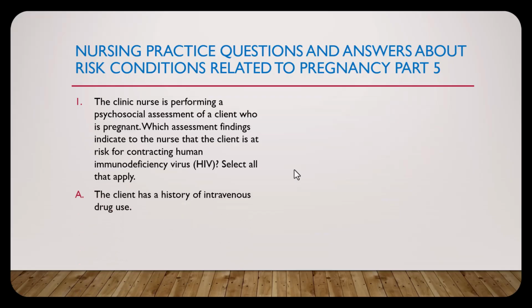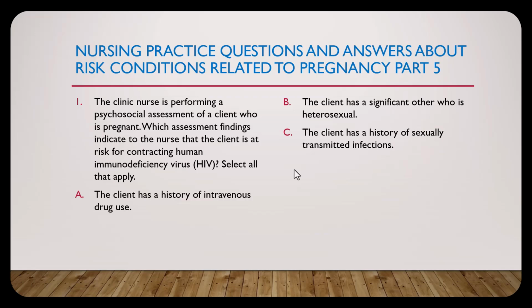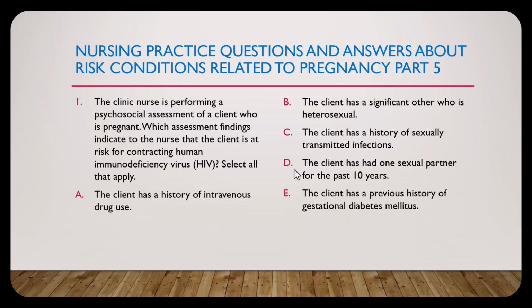Option A, the client has a history of intravenous drug use. Option B, the client has a significant other who is heterosexual. Option C, the client has a history of sexually transmitted infections. Option D, the client has had one sexual partner for the past 10 years. Option E, the client has a previous history of gestational diabetes mellitus.